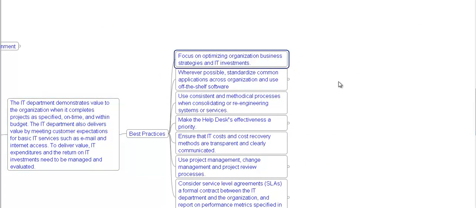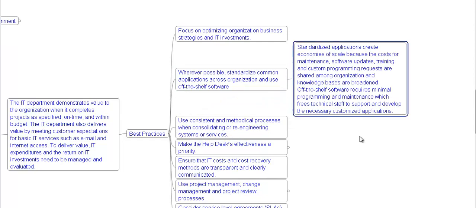Focus on optimizing organization business strategies and IT investment. Wherever possible, standardize common application across organization and use off-the-shelf software. Standardized applications create economies of scale because the cost for maintenance, software update, training, and custom programming requests are shared among organizations and knowledge base are broadened. Off-the-shelf software require minimal programming maintenance, which free technical staff to support and develop the necessary customized applications.